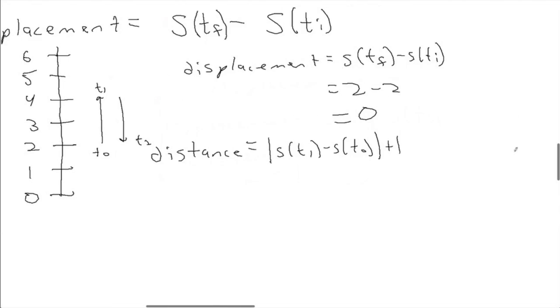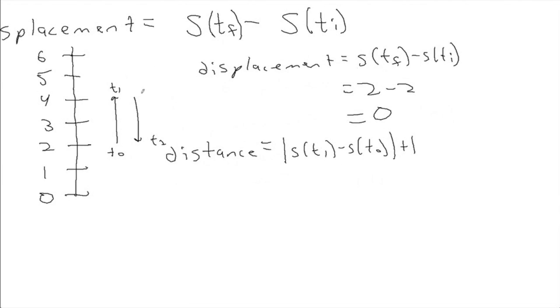Plus, and now you figure out the distance you traveled on the other leg: S of T2 minus S of T1. That tells you the distance you traveled on the two legs. And we need absolute values because distances have to be positive.